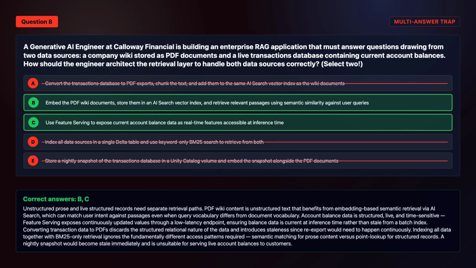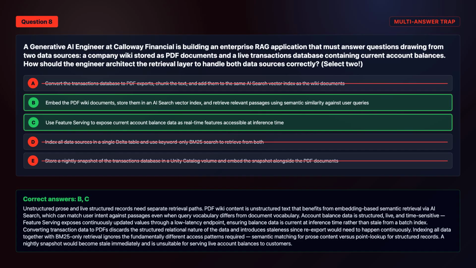The correct answers are option B and option C. Unstructured prose and live structured records need separate retrieval paths. PDF wiki content is unstructured text that benefits from embedding-based semantic retrieval via AI search, which can match user intent against passages even when query vocabulary differs from document vocabulary. Account balance data is structured, live, and time-sensitive. Feature serving exposes continuously updated values through a low-latency endpoint, ensuring balance data is current at inference time rather than stale from a batch index.